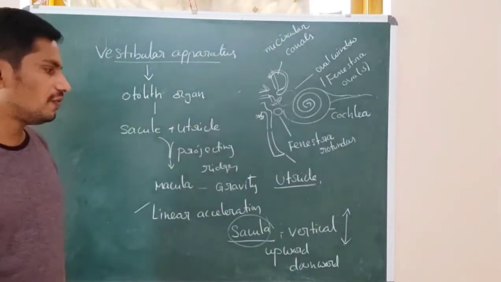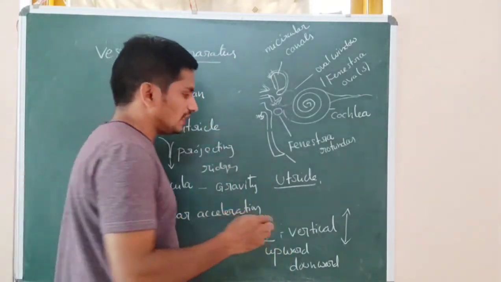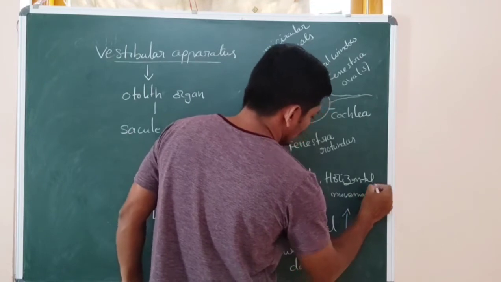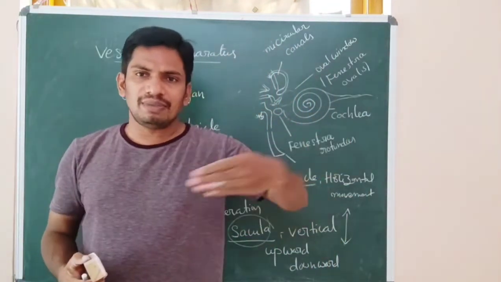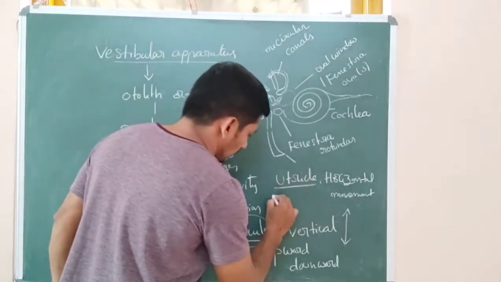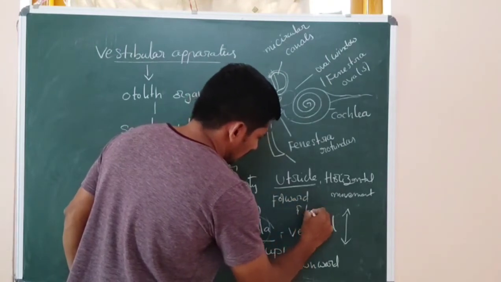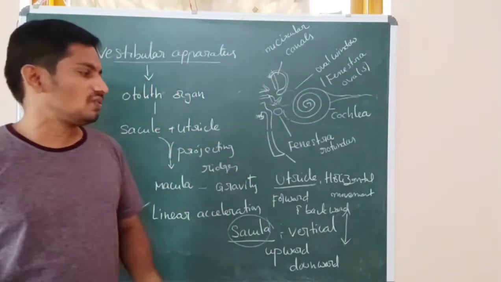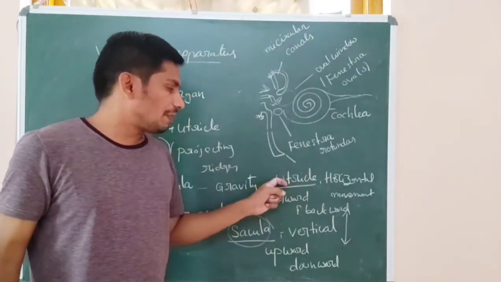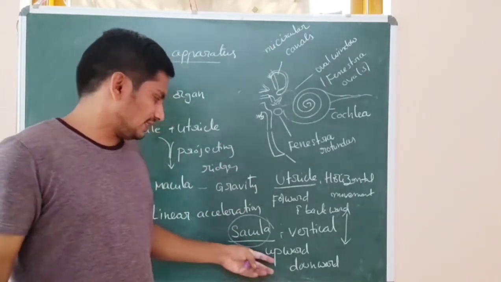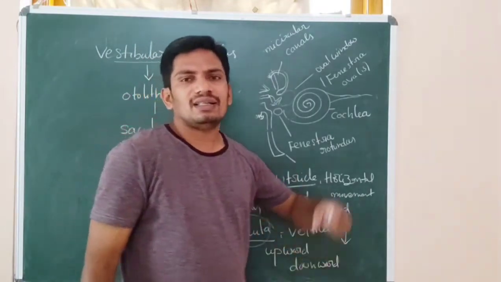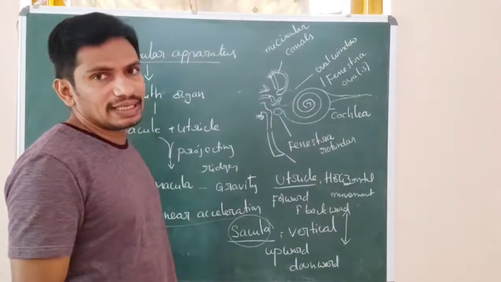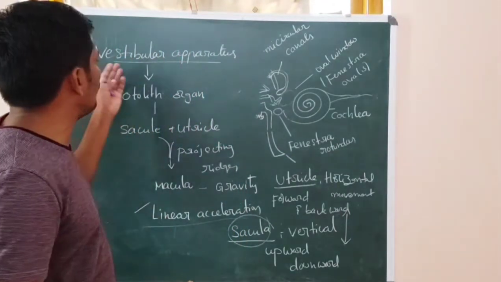Whereas the utricle has perception of horizontal movement. Horizontal movement is when we are traveling in a car, forward and backward. Here it is not downward and upward, but forward and backward direction. Which part perceives forward and backward movement? The utricle. And upward and downward acceleration is the saccule. Anyhow, the utricle and saccule both are used for linear acceleration. So that's about the vestibular apparatus.